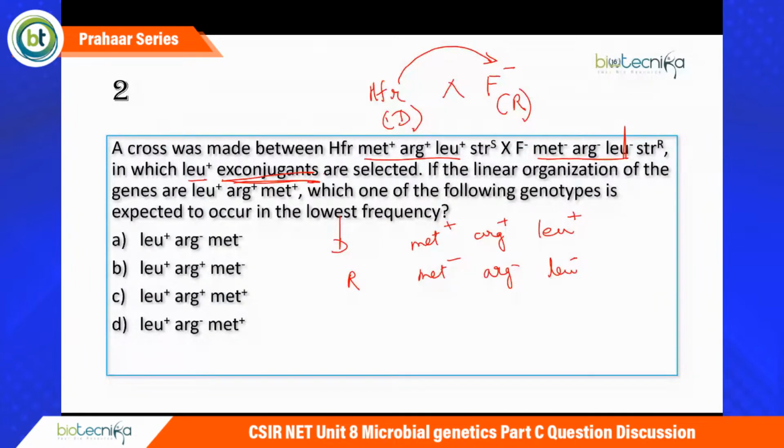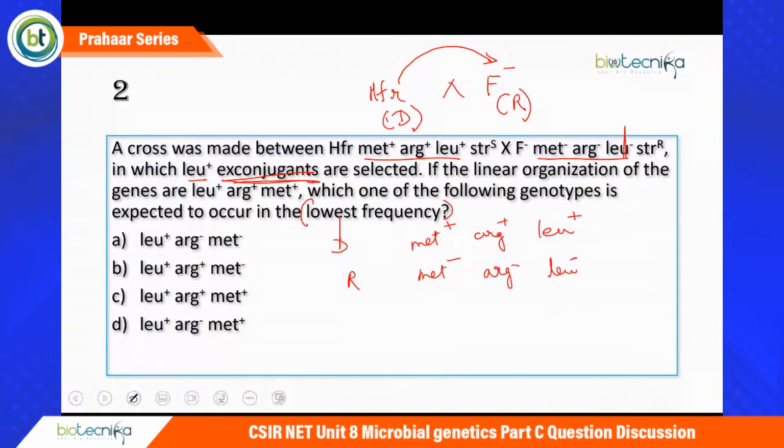Whatever segment has been passed from HFR to the F minus cell will find its homologous sequence in the F minus cell, and those genes, if any have been transferred, can be incorporated in the F minus cell's genome, which results in the formation of the recombinants. Now the question is, which one of the following genotypes is expected to occur in lowest frequency?